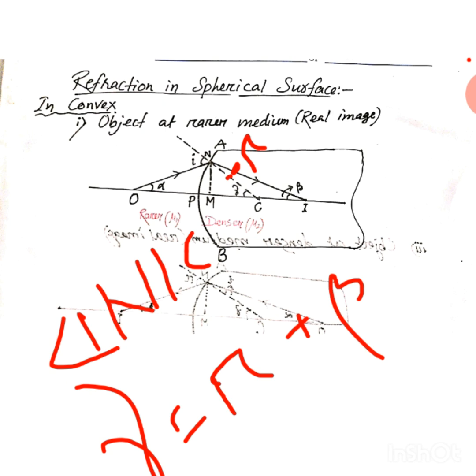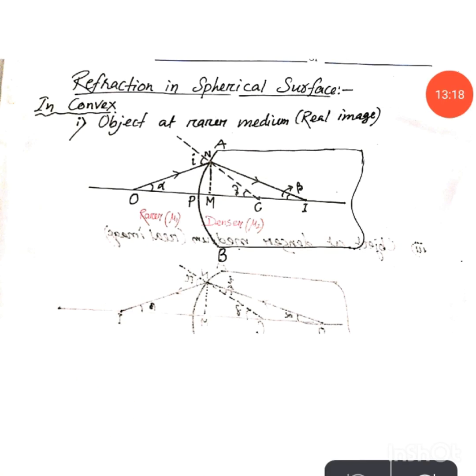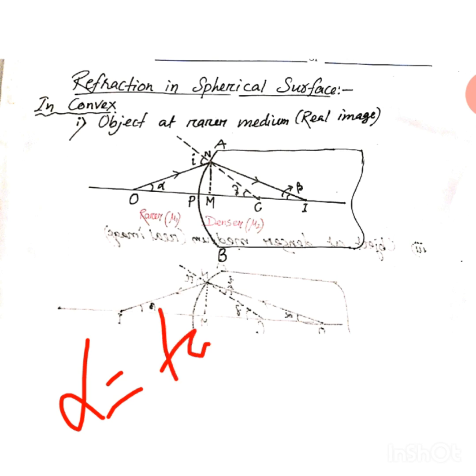How to find out alpha, beta, gamma? Let me tell you here. From the triangle NOM, can I write alpha is equal to tan alpha? Why? That is very important, you have to understand. Why are we writing alpha is equal to tan alpha? Because this alpha angle is very, very small, because the rays are paraxial rays.